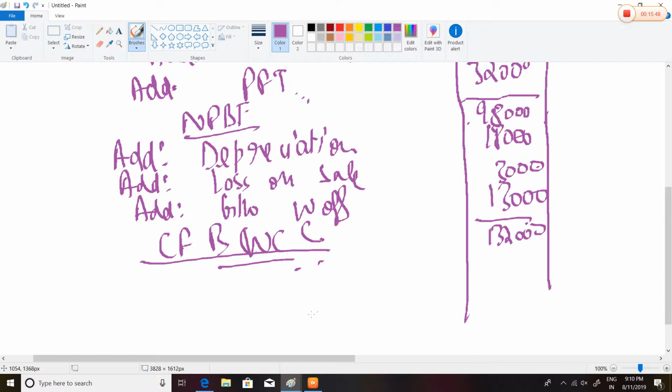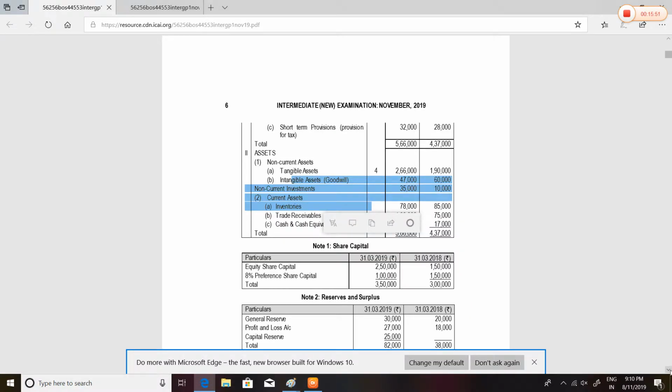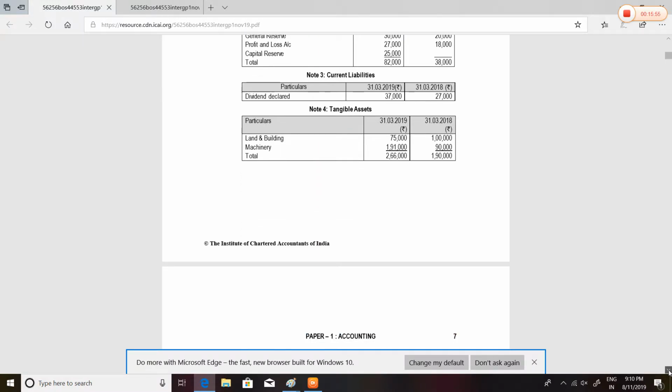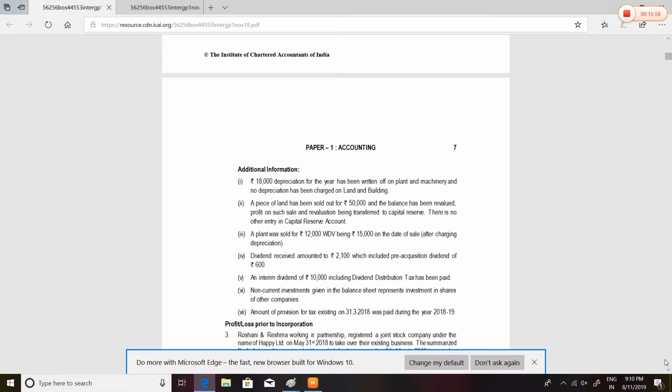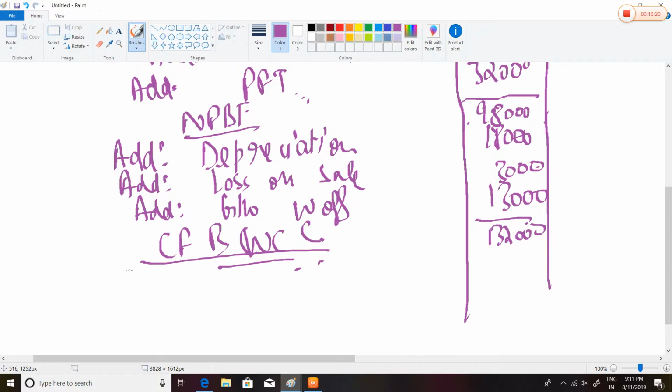Next, we got dividend income, see, of 1500 rupees. How? 2100 minus 600. That comes to be 1500. Okay, we'll subtract all the incomes and add all the losses. Less dividend income, or you can say interest income, 1500.